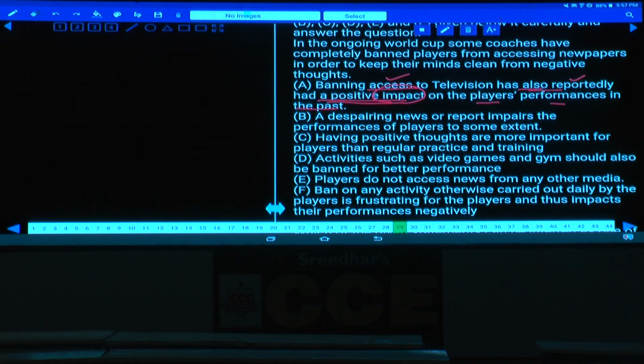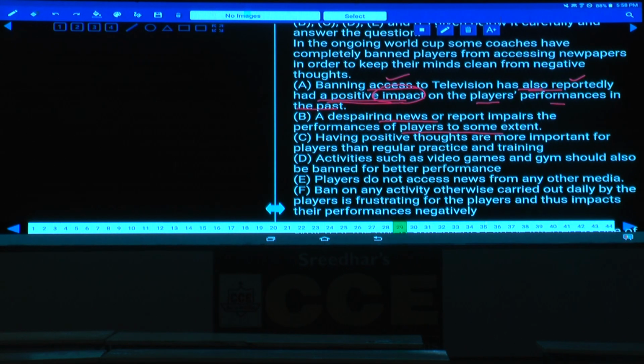Some of the coaches banned watching television. After banning this one, what happened? The performance of the players has improved. Clear? Hence, this can be inferred. Then whatever the B here, despairing news or report impairs the performance of players to some extent. Isn't this the assumption of whom? This is the assumption of some of the coaches who have banned these newspapers.